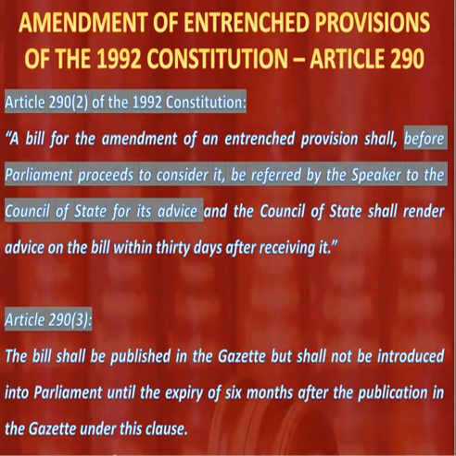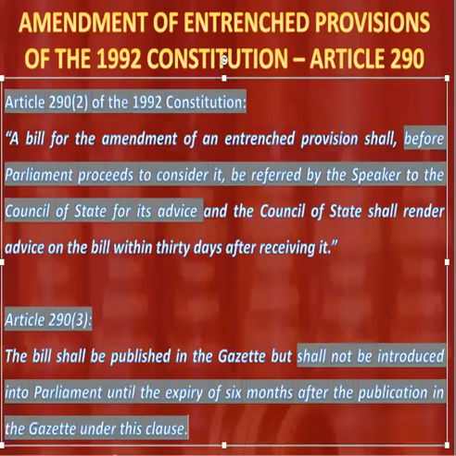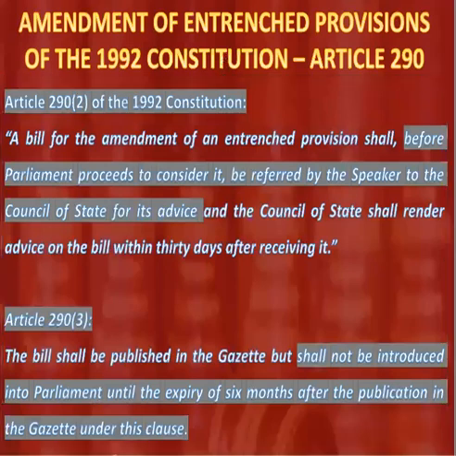So look at Article 290, Clause 3 of the Constitution. It says that the bill shall be published in the Gazette, but shall not be introduced into Parliament until the expiry of 6 months after the publication in the Gazette under this clause. Now, after the expiration of the 6 months, the bill can now be introduced in Parliament.